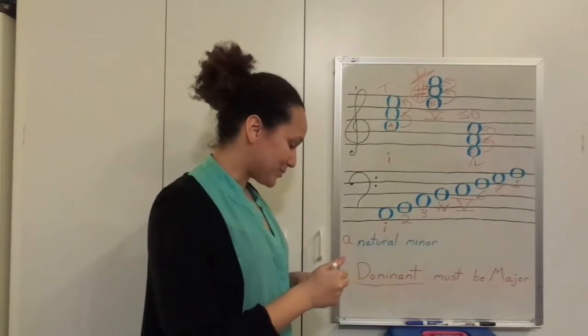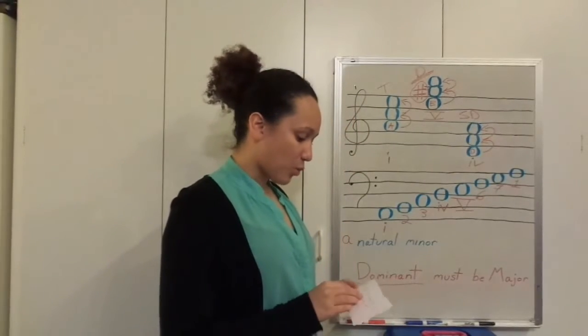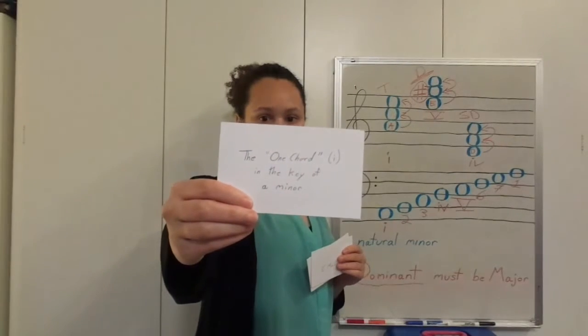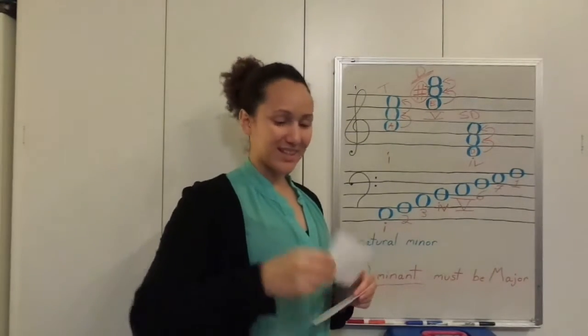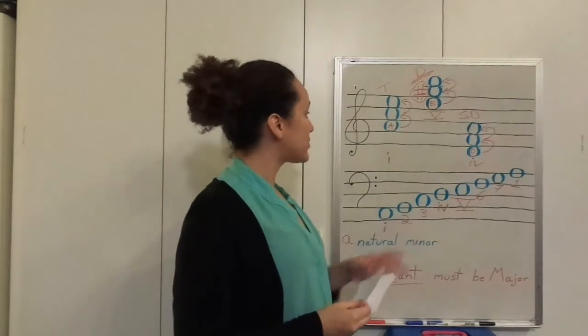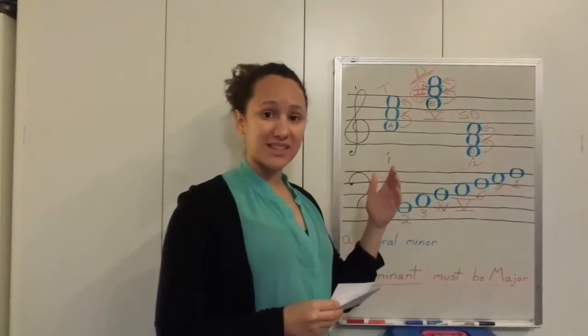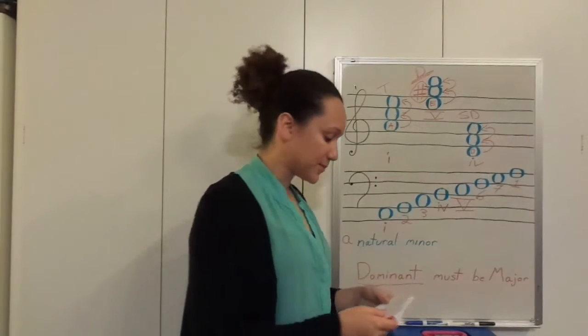Alright, go ahead and take out your flashcards. On the first one, the 1 chord, make sure that it's lowercase. This is the key or scale of A minor, and of course it is the A minor chord. And if you remember your A minor chords from when we learned the chords, it's A, skip up to C, skip up to E. So A, C, E.